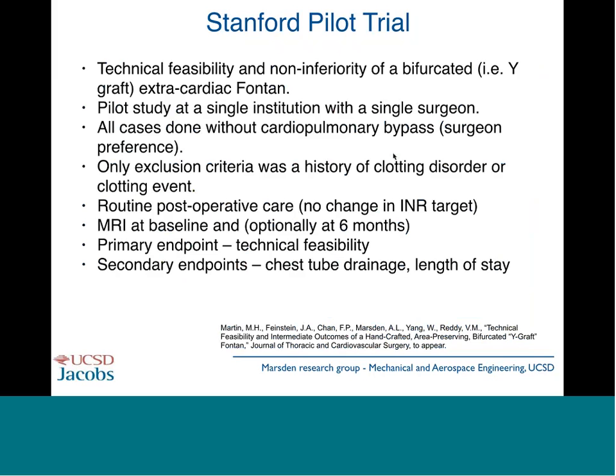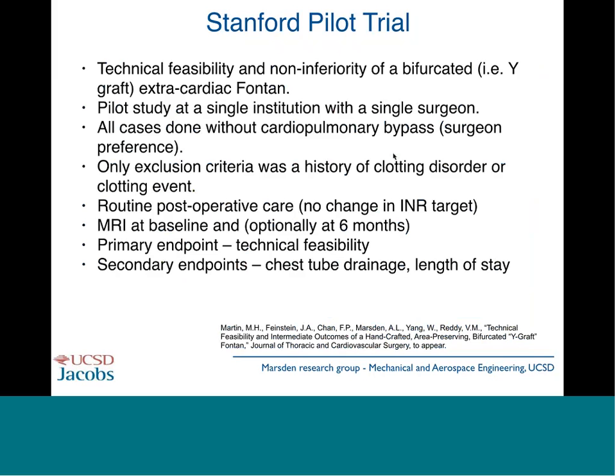So our Stanford pilot trial was intended to assess the technical feasibility and non-inferiority of the Y-graft extracardiac Fontan surgery. It was a single institution, single surgeon pilot study. All cases were done without cardiopulmonary bypass, which is the norm for that institution. We had one exclusion criterion, which was a history of clotting disorder or clotting event. There was no change in INR target or postoperative care.